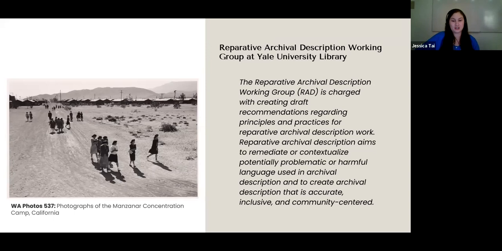And we define reparative archival description as the conscious effort to remediate or contextualize potentially problematic or harmful language, which is used in archival description, and to create archival description that is accurate, inclusive, and community-centered.